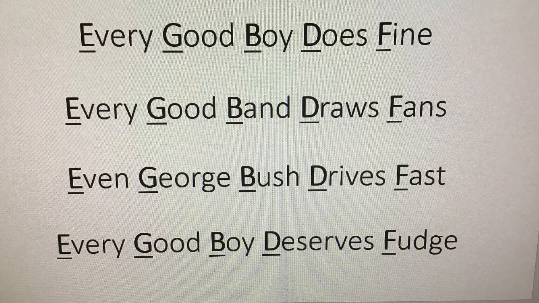So when I was a kid, I didn't learn Every Good Boy Deserves Football. I had a piano teacher that taught me Every Good Boy Does Fine. But here are some other examples that students have shown me over the years of ways that you can remember the treble clef lines.